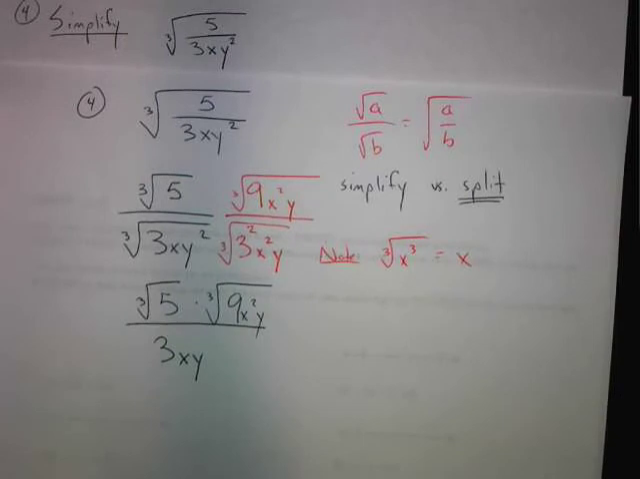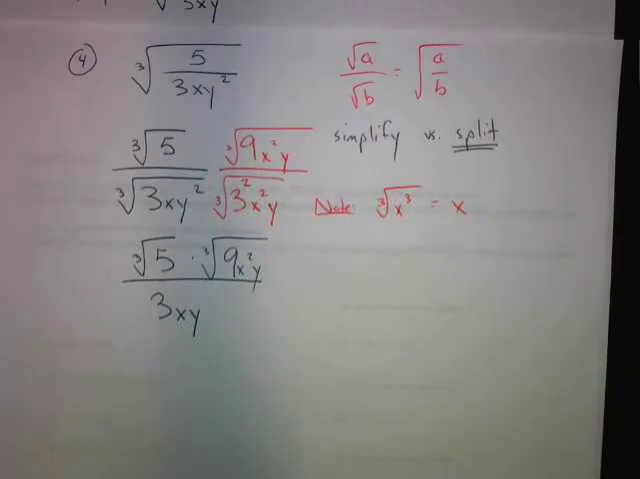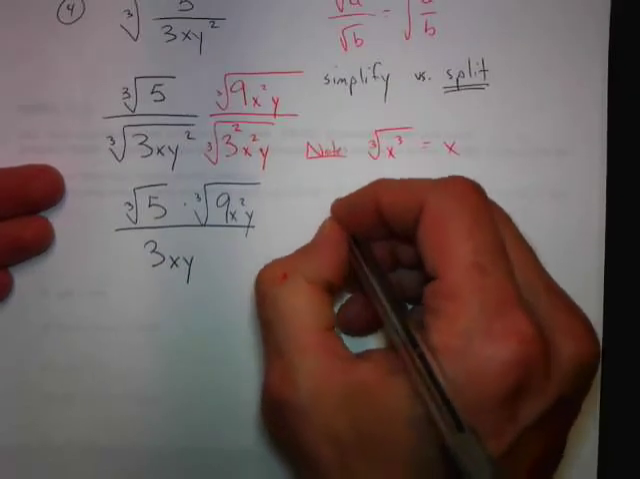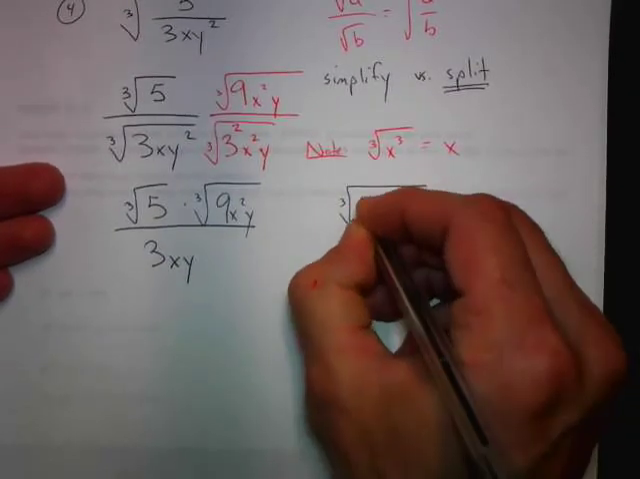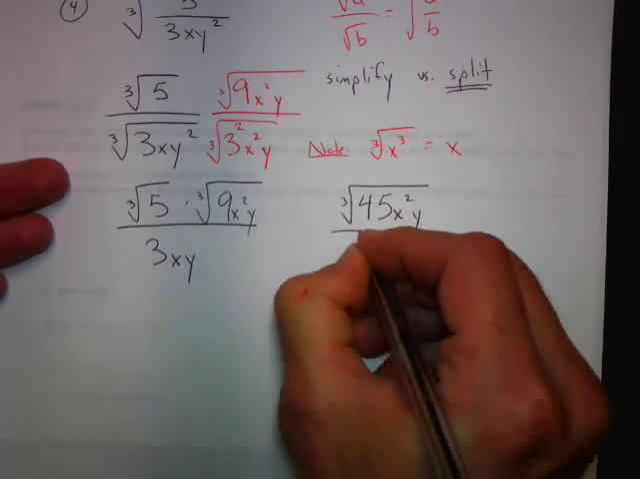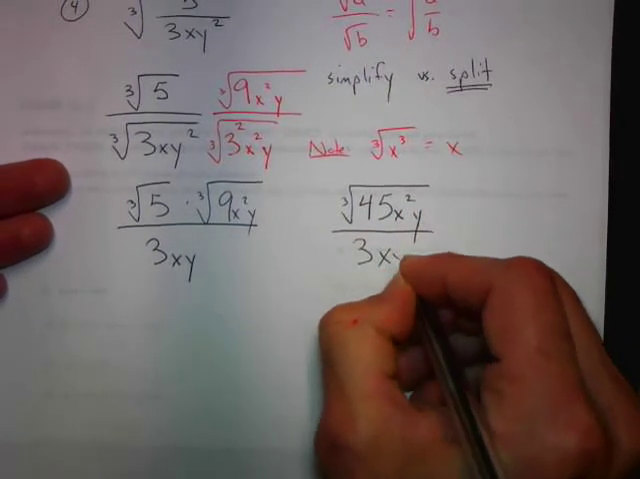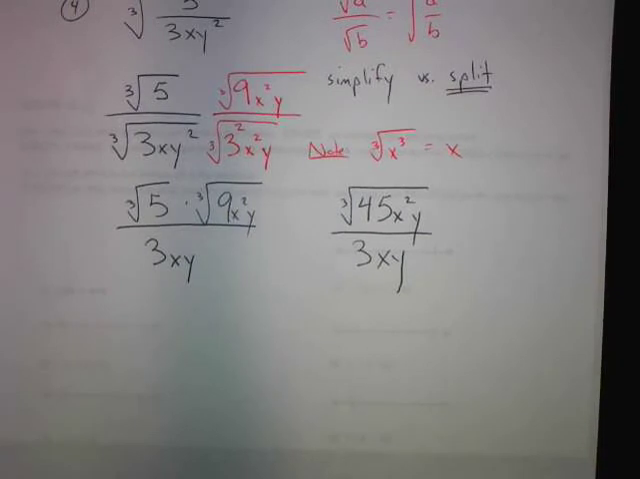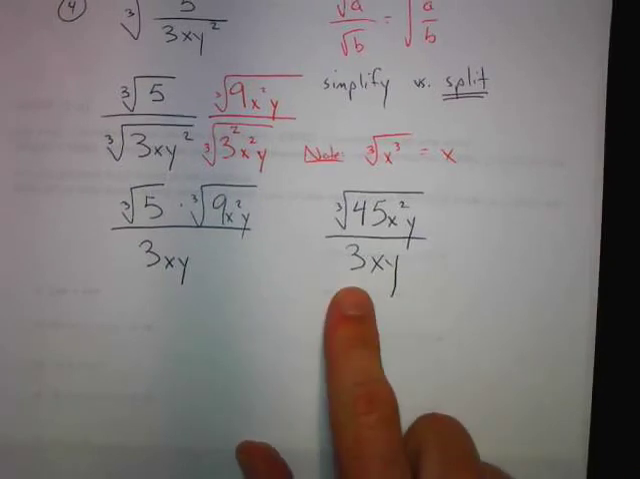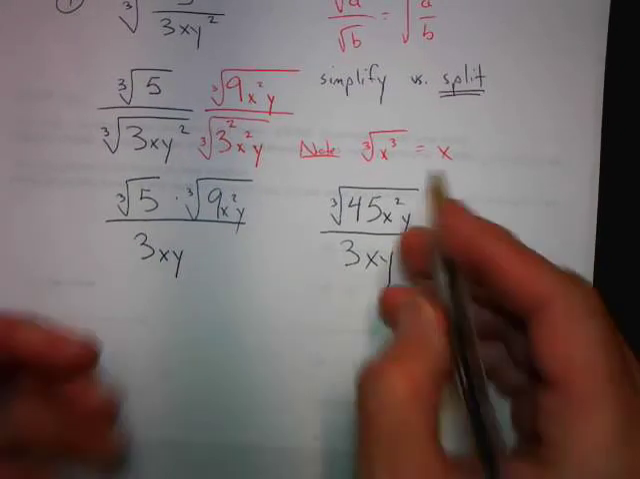Don't be a noob and leave that, right? Don't leave that because that's noobish. We can put these under the same radical sign so that we can simplify even further. 9 times 5 is 45, x squared y, and that is all over 3xy. And that's a kosher radical expression, because we don't have a radical sign in the denominator.